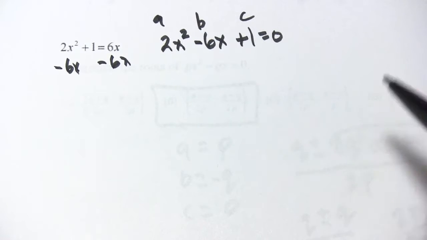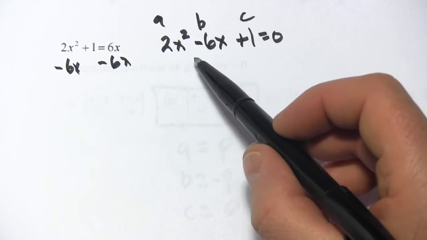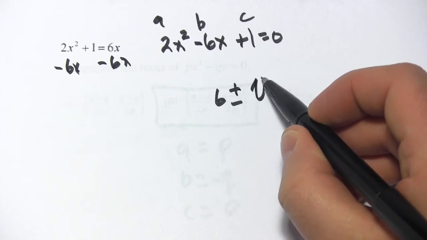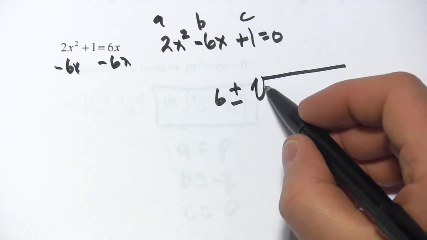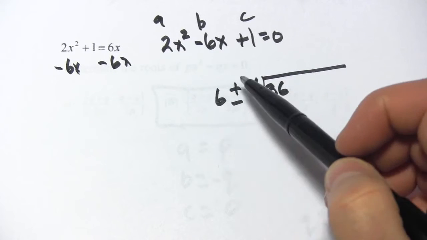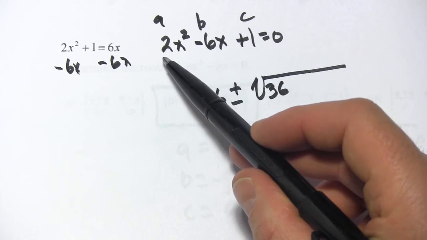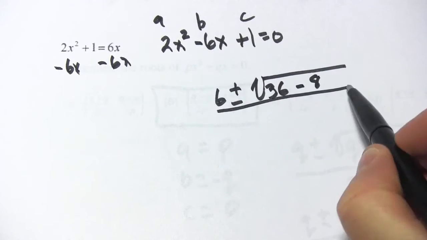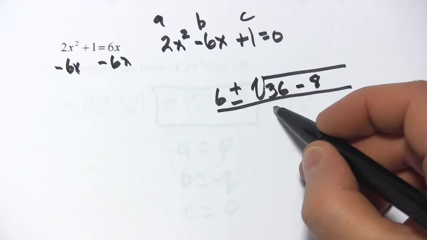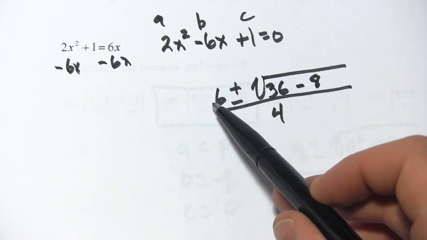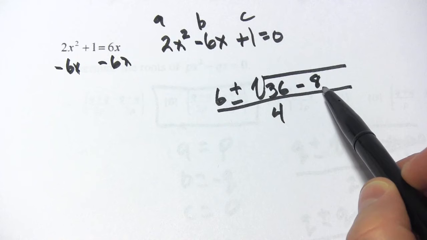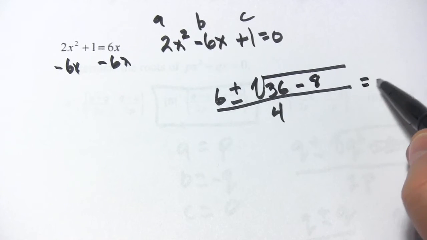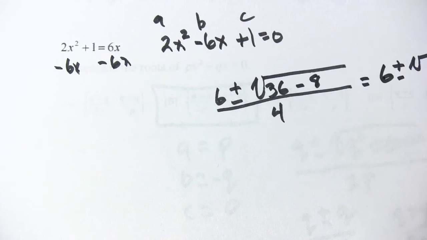So let's plug them into the quadratic formula. The quadratic formula starts with a -b, so a -6 is a positive 6, plus or minus the square root of b squared, that's going to be 36, minus 4 times a times c, so 4 times 2 times 1, so that's just 8, so minus 8. And all of that is over 2 times 2, or 4. So -b plus or minus the square root of b squared minus 4 times a times c over 2a. Now 36 minus 8, that is 28.